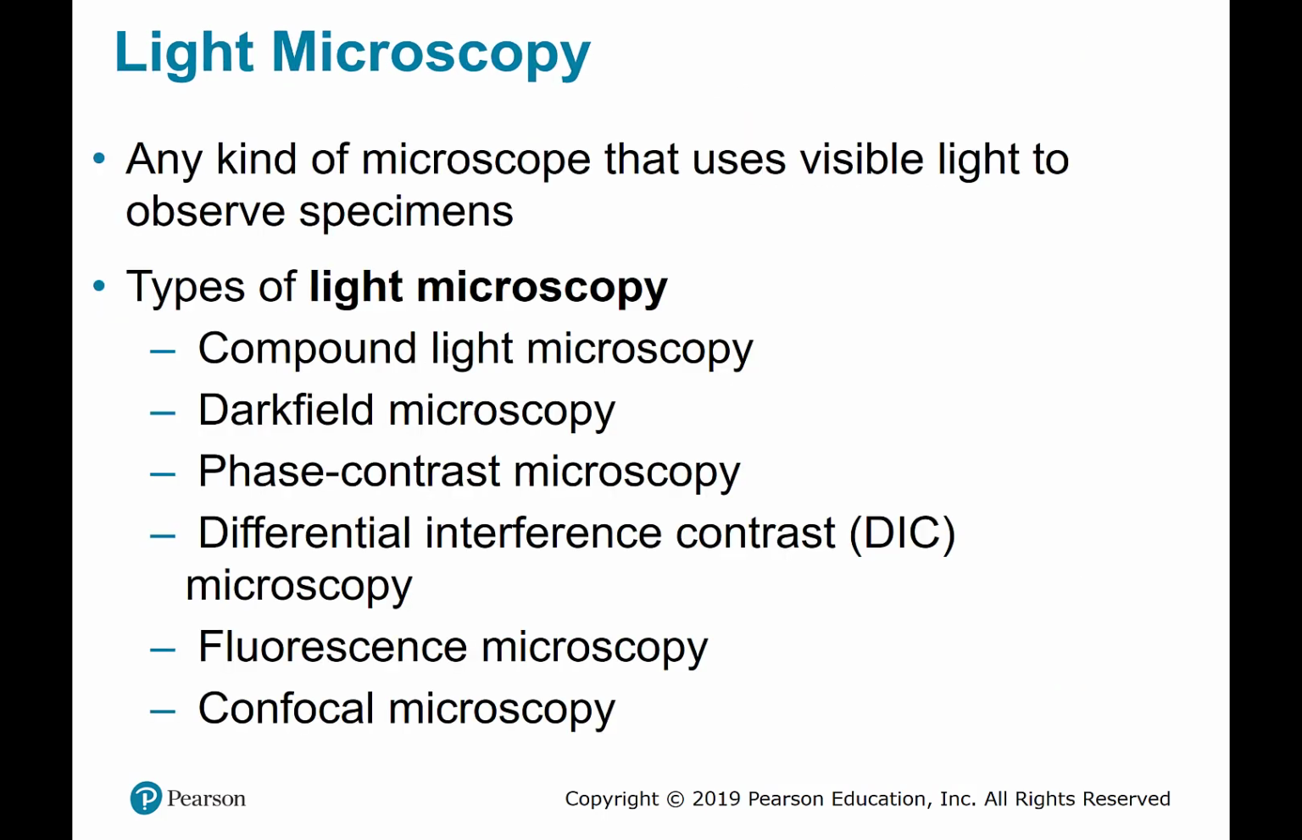With light microscopy, you're going to be using visible light to observe the specimens. And visible light does have a longer wavelength than, let's say, electrons. If you're using electrons, then you would have electron microscopy. And so the types of light microscopy that we're going to talk about are compound light microscopes, dark field, phase contrast, maybe briefly talk about differential interference contrast. We'll talk about fluorescent microscopy as well as confocal microscopy. Then we will talk about electron microscopes, both scanning and transmission electron microscopes or microscopy.